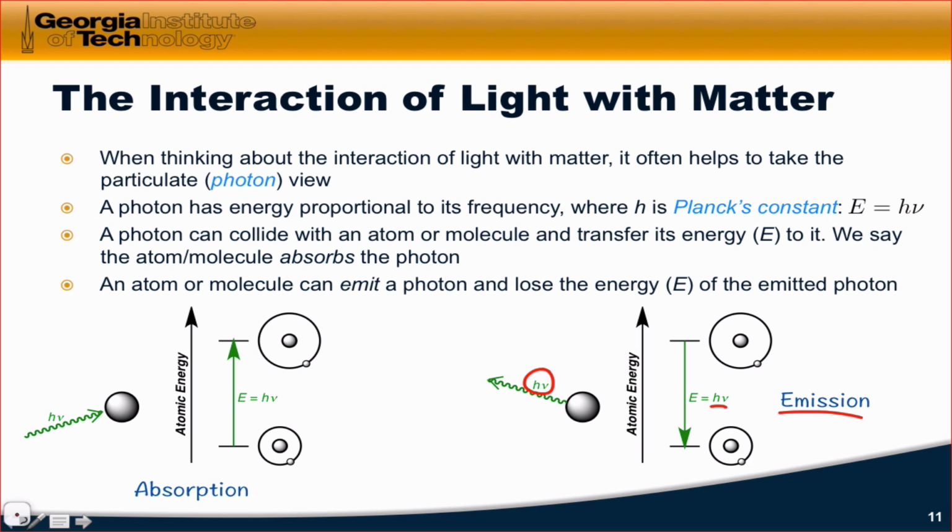In the next video, we're going to return to the planetary model and ask, given these pictures of photon absorption and emission, what does the planetary model have to say about the frequencies or the wavelengths of light that an atom can absorb or emit?